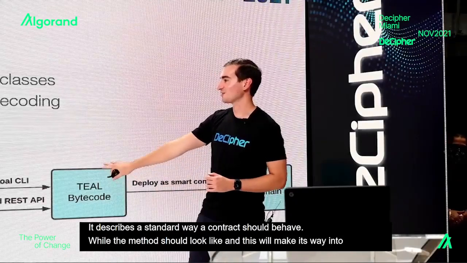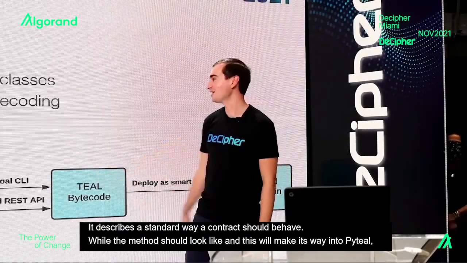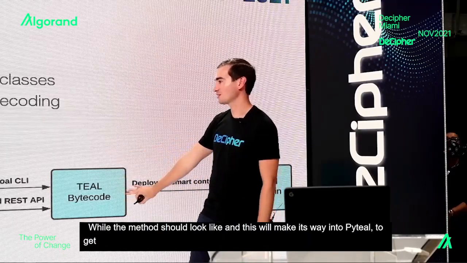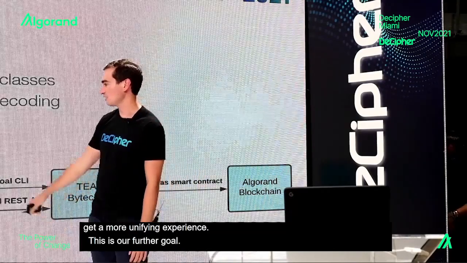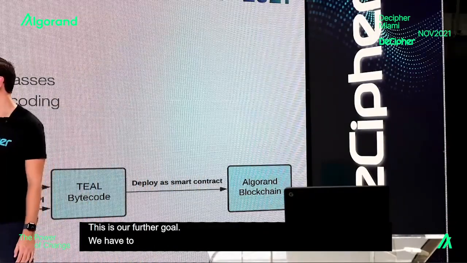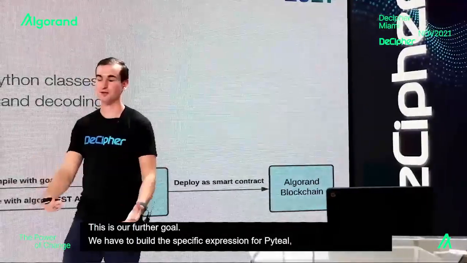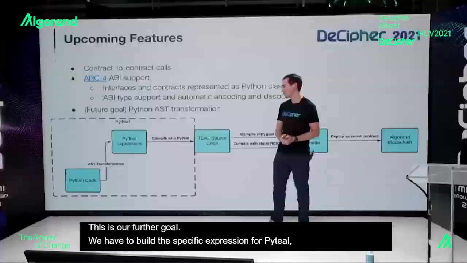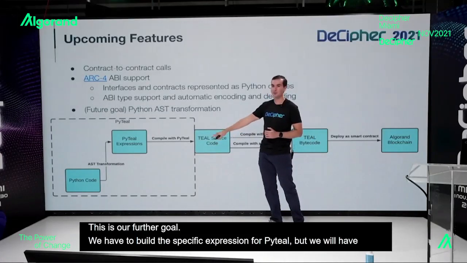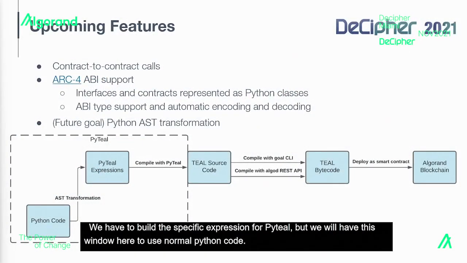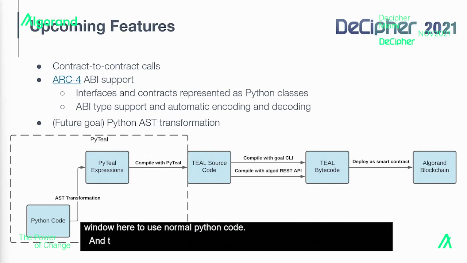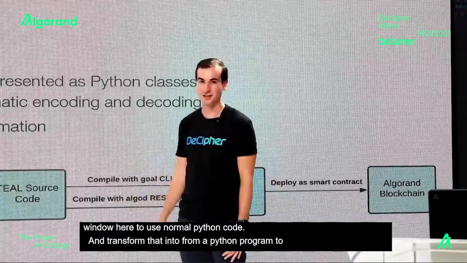And lastly, this is a further out goal for sure. Right now with PyTeal, you have to build up the specific expression for PyTeal. But the goal is for one day to have another box right here where you can literally just write normal Python code that describes a program. And we will analyze that code using the Python AST libraries that already exist and transform that from a Python program into a PyTeal program, and then continue the pipeline over here to hopefully make it even easier to write these programs.